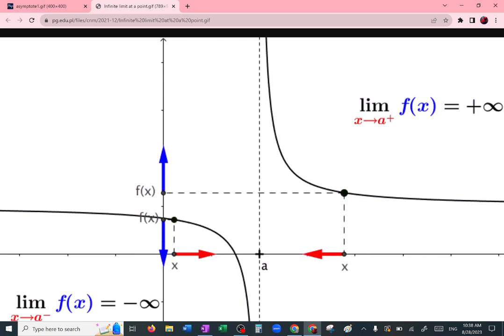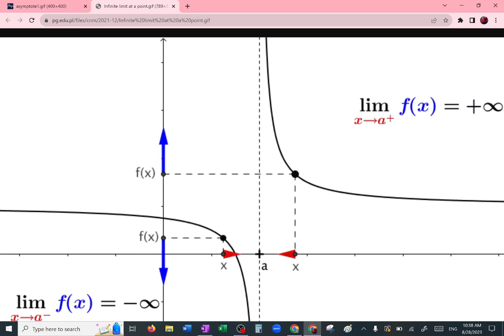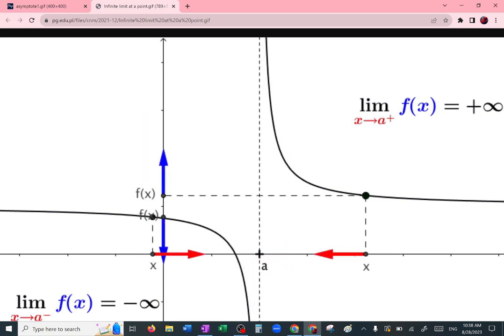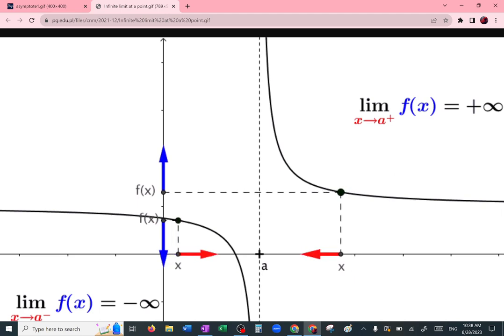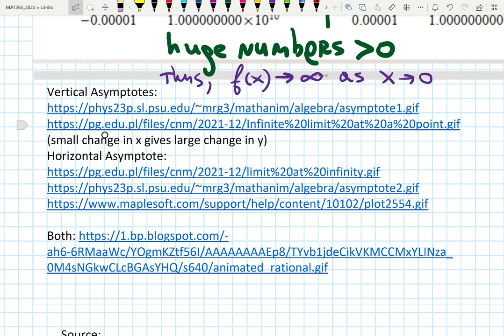And explosions, my favorite, of course. A little bit of extra chemical and suddenly it blows up. And that's why at A, you're not defined, because you're dead. That's the idea. So I always like mentioning that. Kind of dramatic. Now, horizontal asymptotes.